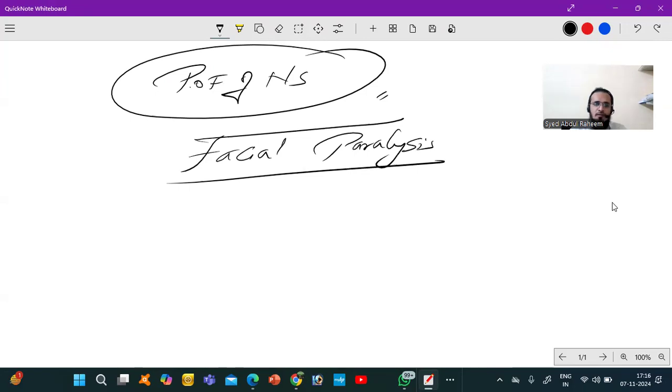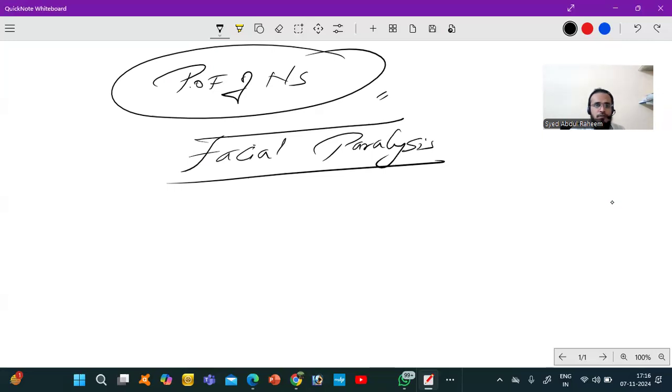Okay, facial paralysis, or we will also call it Bell's palsy. So we will discuss what is facial paralysis and what is the reason behind facial paralysis, and what are the clinical symptoms, and what are the signs and symptoms, and what is the treatment in electrohomeopathy.